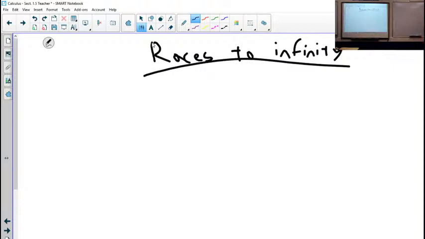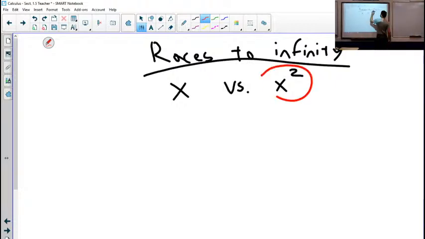So we are going to pit different functions against each other and see which one grows faster. All right. So we'll start with some easy ones. X versus x squared. If I get bigger and bigger and bigger, which one grows faster and faster? X squared is going to be our winner.